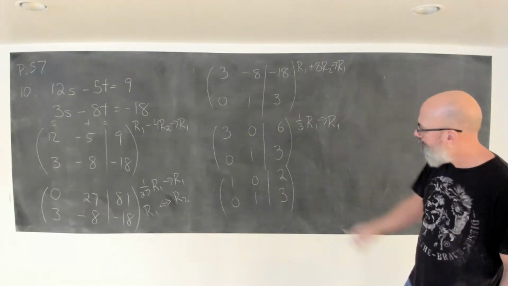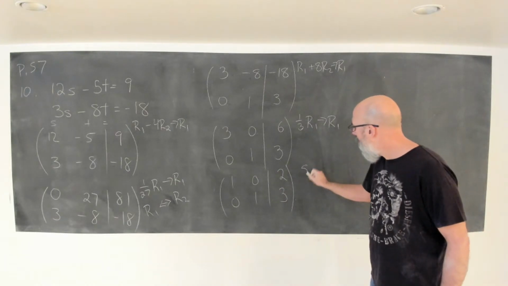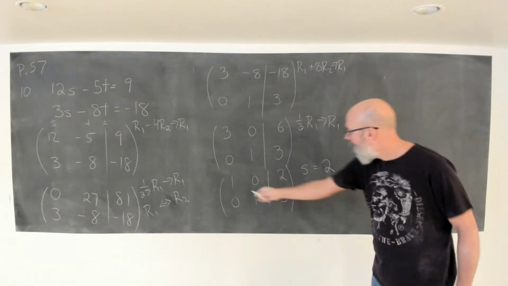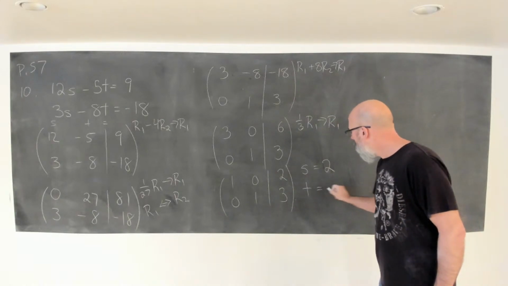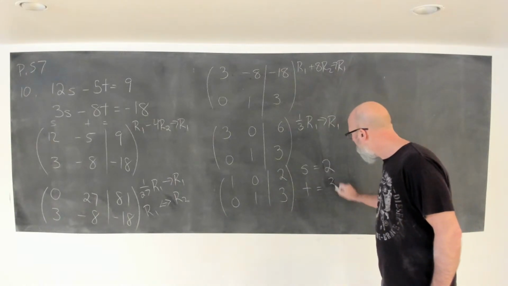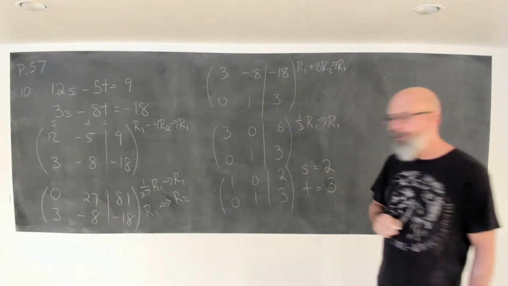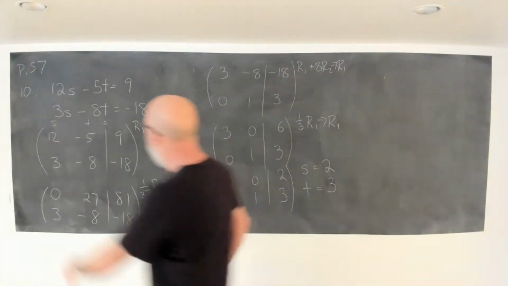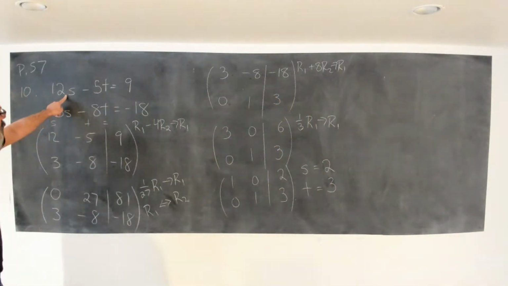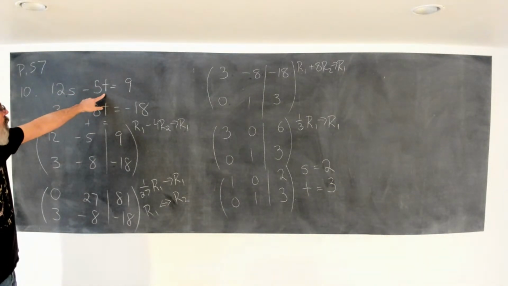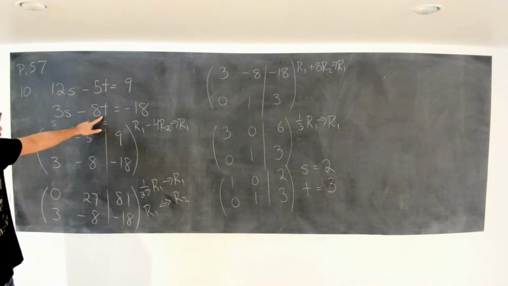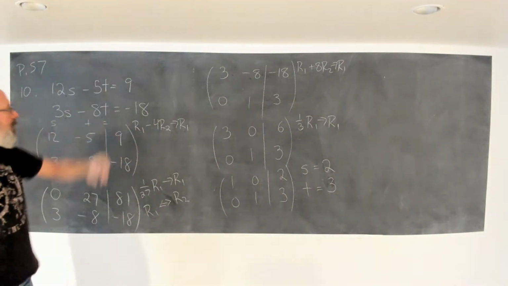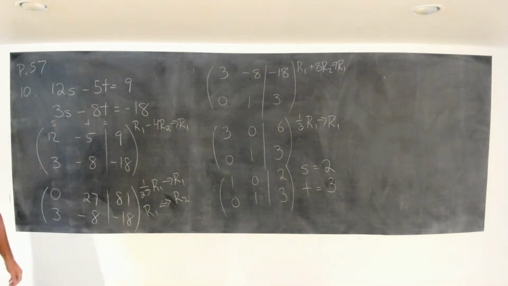No fractions. Here, s is equal to 2, first equation. And second equation, t equals 3. Let's check. Is this correct? 24 minus 15 is 9. 6 minus 24 is negative 18. Perfect.